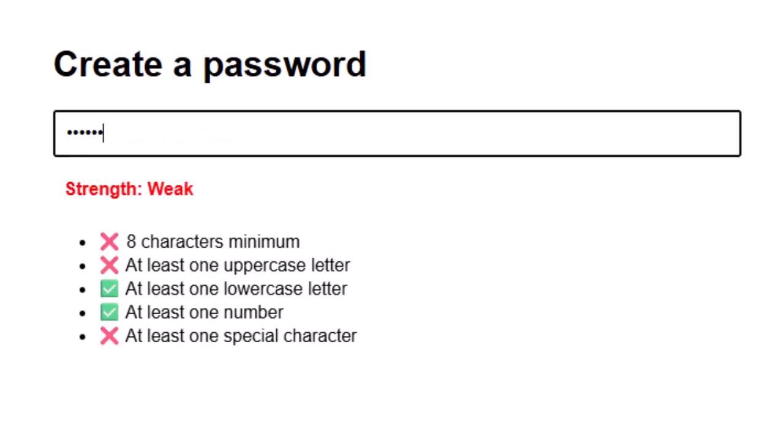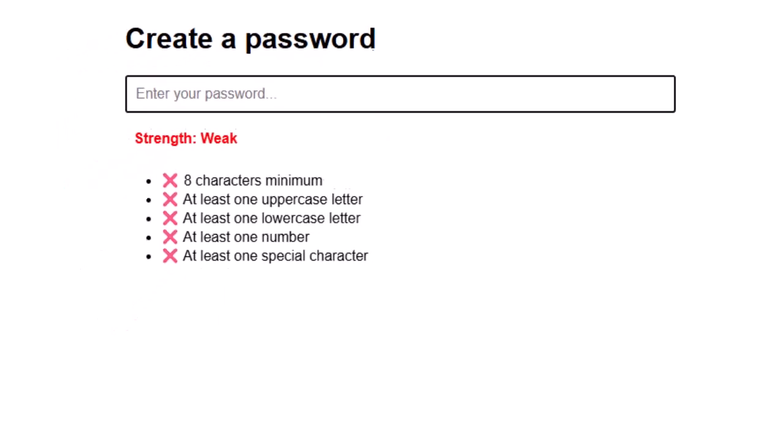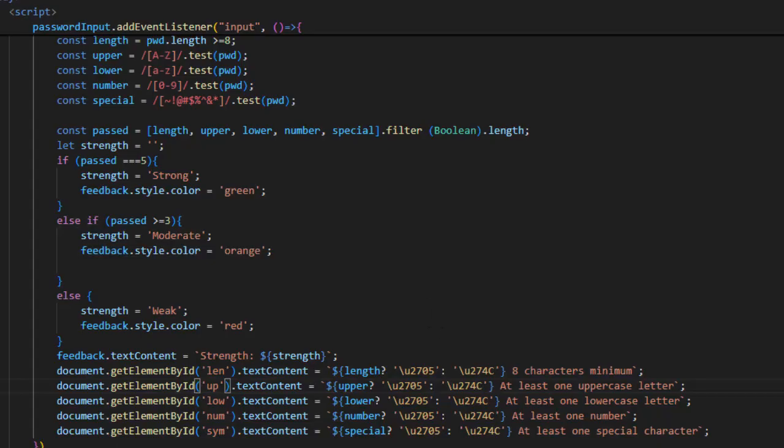ABC 123, capital ABC, and pound sign. And if I remove something, you can see it responds accordingly. So that's it. You just built a live password strength validator using plain HTML, CSS, and JavaScript.